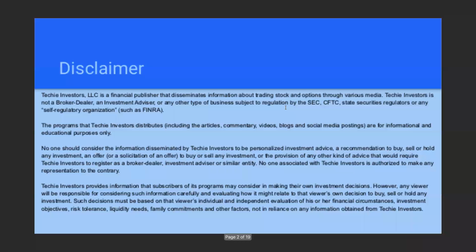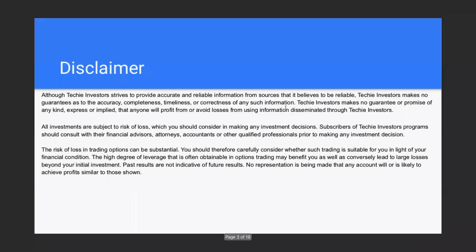So before we get started, let's talk about the disclaimers, because all the information presented in this video is only for educational purposes. The viewers, that is you, can use this information for considering your own investment decisions. However, you will be solely responsible for evaluating the information and making your own decision to buy, sell, or hold investments. Okay. So having taken care of the disclaimer, let's move on to the training.